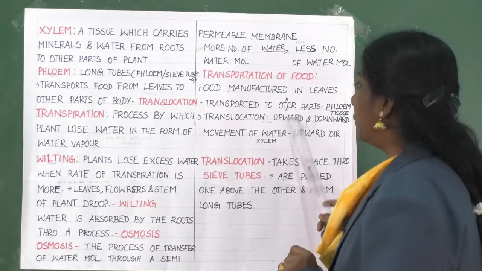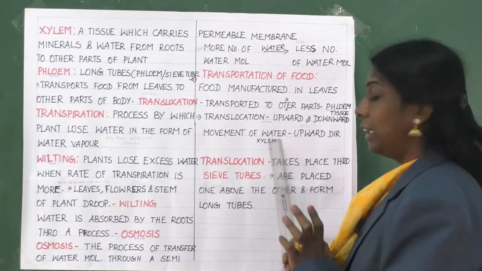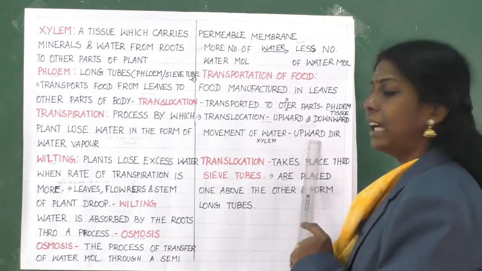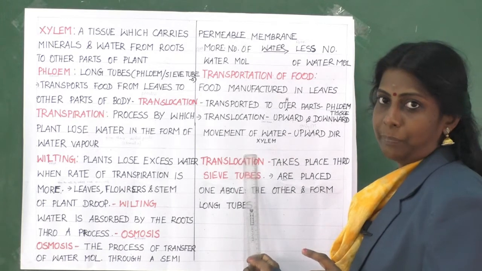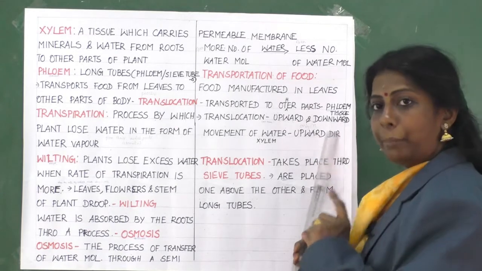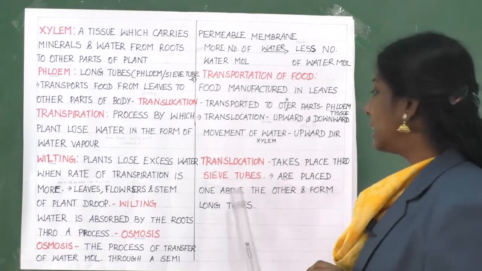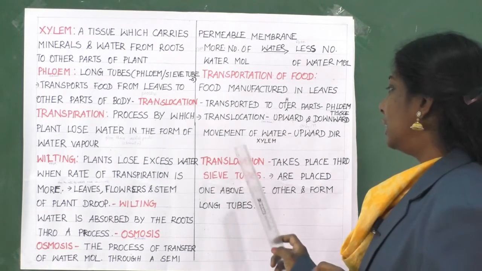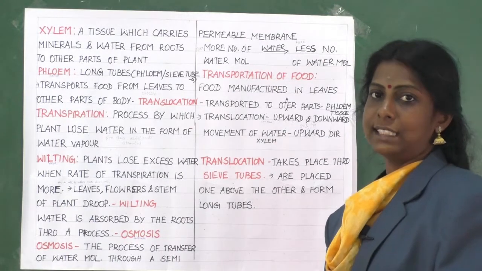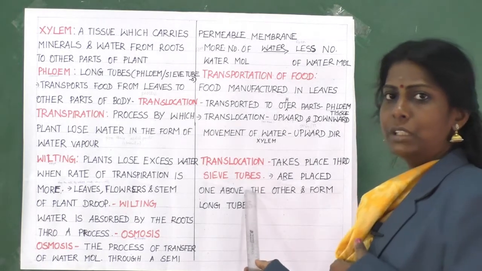Clear, children? Then the next mechanism, that is movement of water. This water movement will take place only in the upward direction through the xylem. Clear, children? Yes. Next thing is about translocation. This translocation or transport of food is taking place through sieve tubes, or phloem tubes.